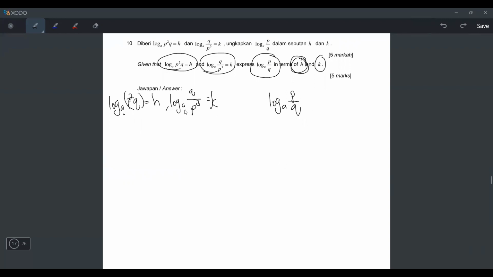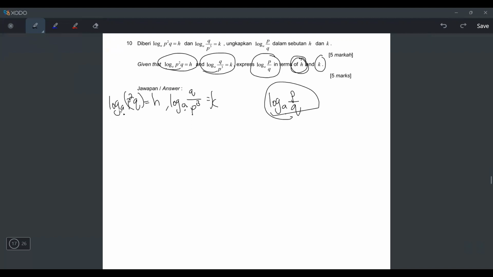So this is log base A, this is log base A. The one I find also log base A. So the base is the same already. So I don't have to change base. But the problem is I have to try my best to change this to log A P square Q or log A Q over P power 3. Because if I can manage to change this to log A P square Q or log A Q over P cubed, then I can straight away substitute with H and K. But the problem is it's very difficult to change this to log A P square Q. So what I will do is make this more simple.